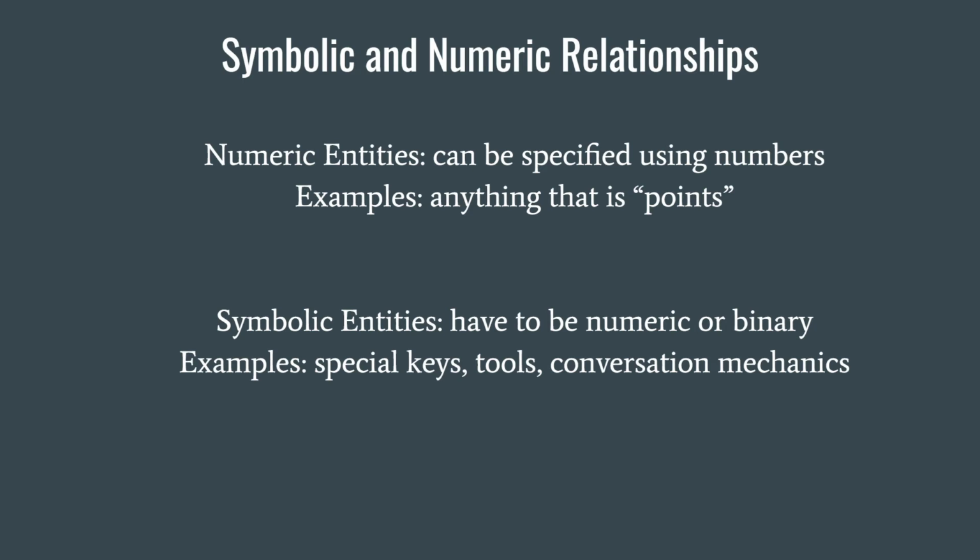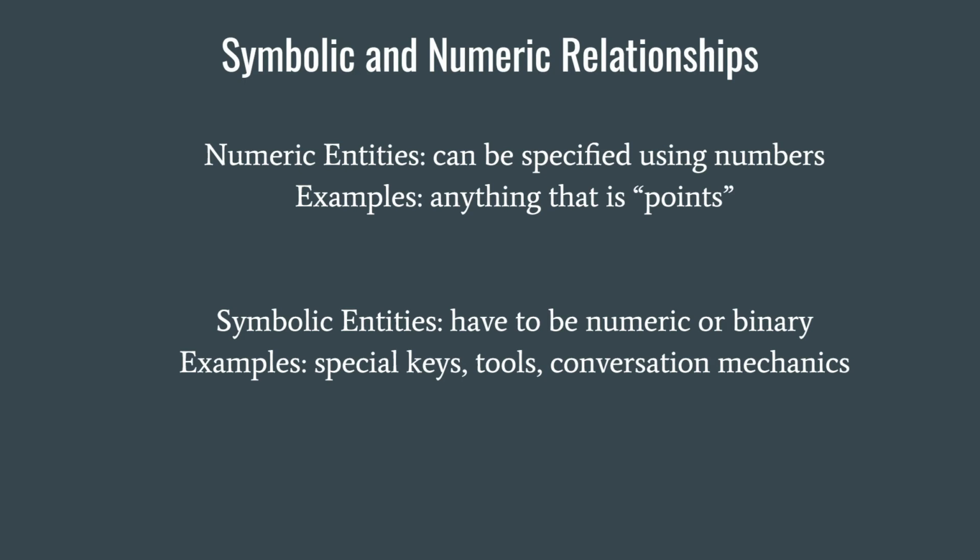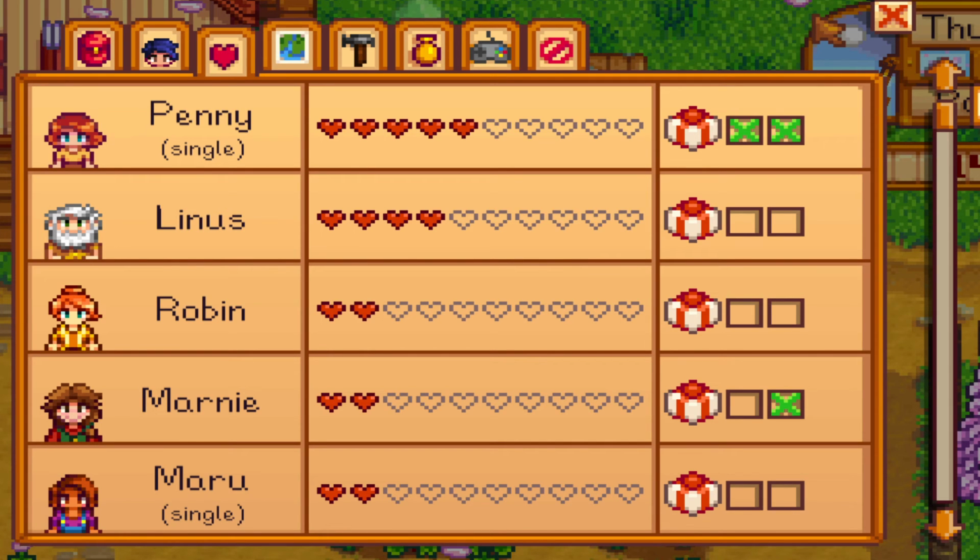So an example of a binary symbolic entity is like a special key, which I mentioned earlier. If you have the key, you can unlock the door. If you don't have the key, you can't unlock the door. Tools. If you have this tool, you can perform this task. If you don't have this tool, you cannot perform this task. Conversation mechanics in games. If you have had this conversation with this person, then you can unlock this special thing. If you have not had this conversation, you cannot. And so conversation mechanics in RPG games are huge.